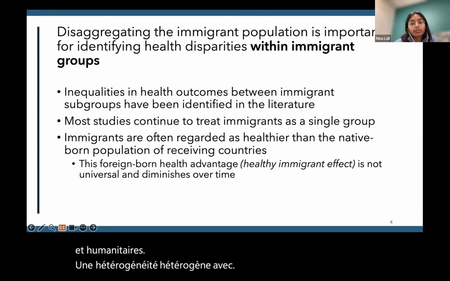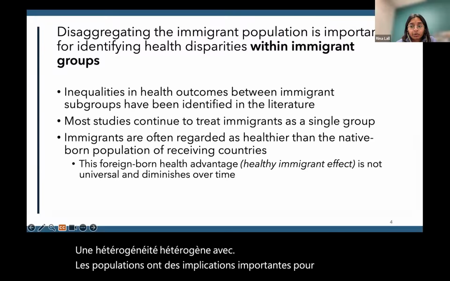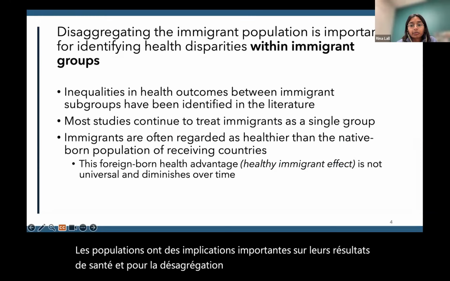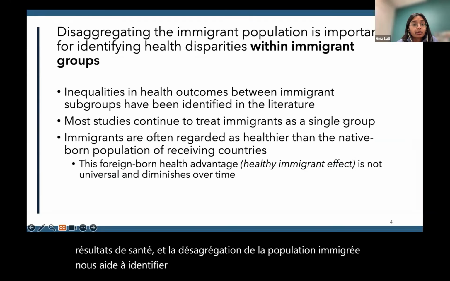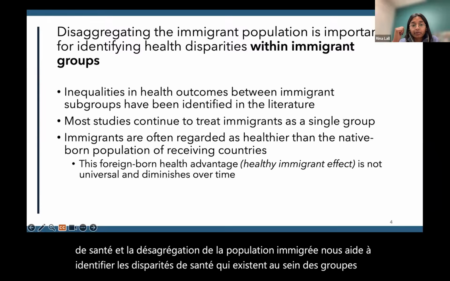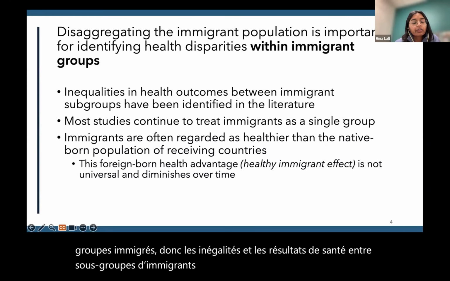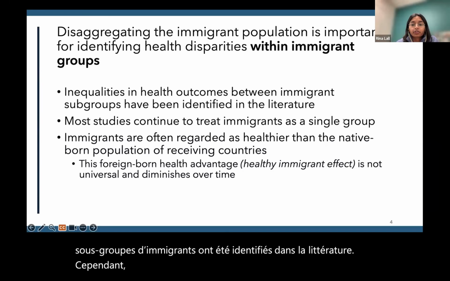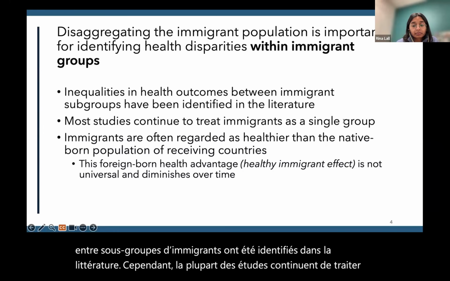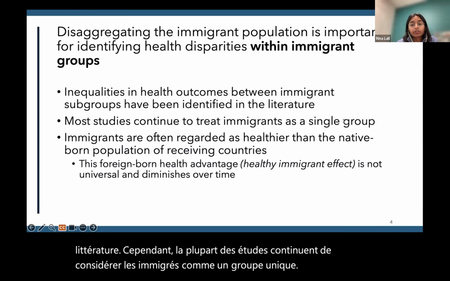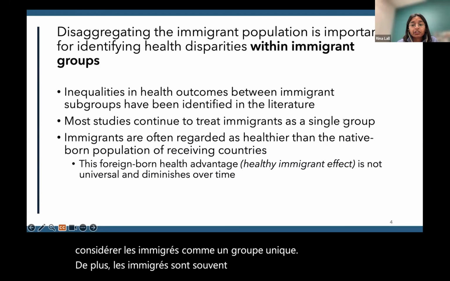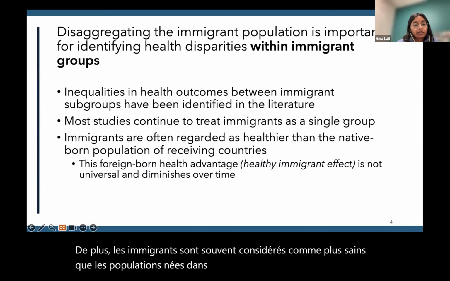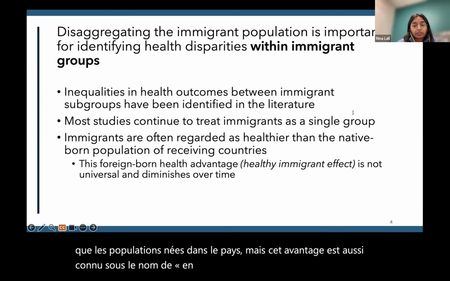Heterogeneity within immigrant populations has important implications for their health outcomes, and disaggregating the immigrant population helps us identify health disparities that exist within immigrant groups. So inequalities in health outcomes between immigrant subgroups have been identified in the literature. However, most studies still continue to treat immigrants as a singular group. Furthermore, immigrants are also often regarded as healthier than native-born populations, but this advantage, also known as the healthy immigrant effect, is not universal and diminishes over time.